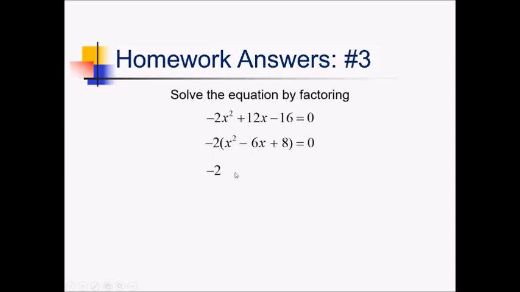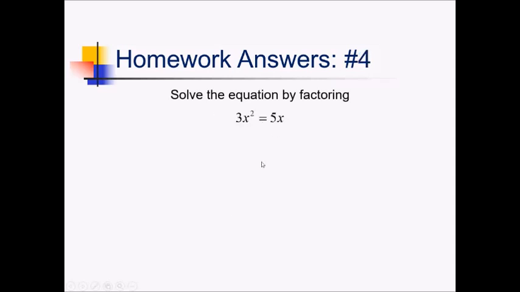So I can then write x minus 2 and x minus 4 as my two factors. And if all this equals 0, then that means my x values that zero out each of these parentheses are going to be x equals 2 for that first one and x equals 4 for the other one.